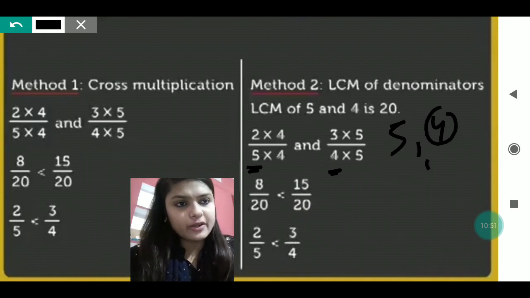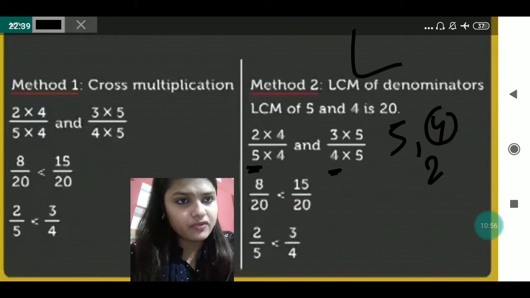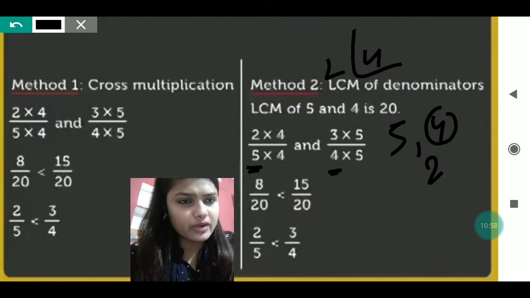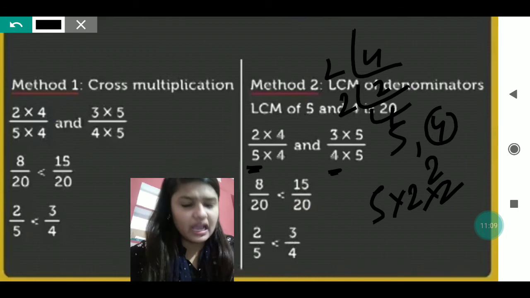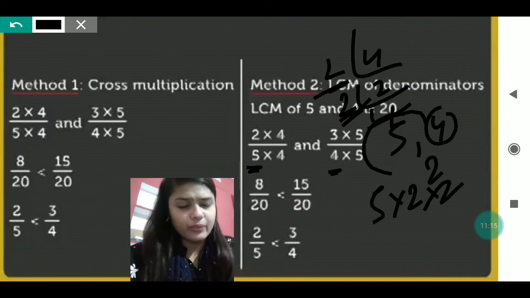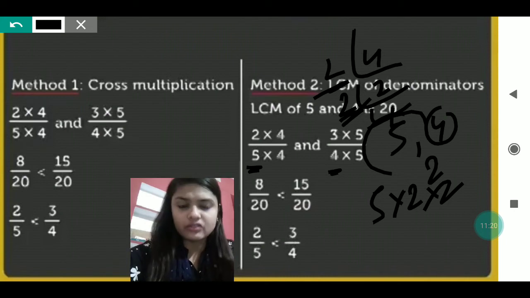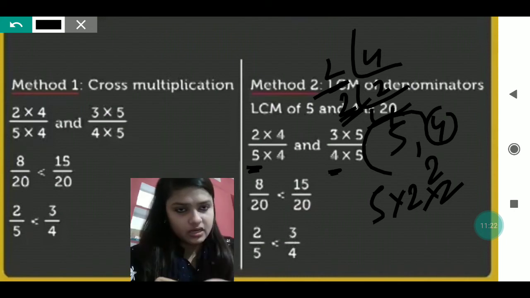4 is divisible by 2. So when you find the LCM of 4, you write 4, then 2, and you find the LCM. 2, 1. So now you will get 5 into 2 into 2. 5 2s are 10 and 10 2s are 20. So the LCM is also 20. This is the second way of doing it.